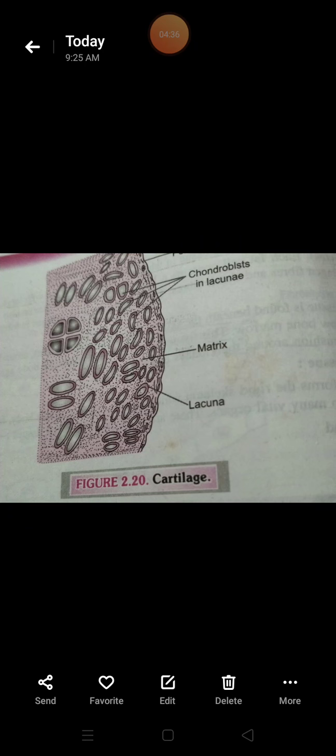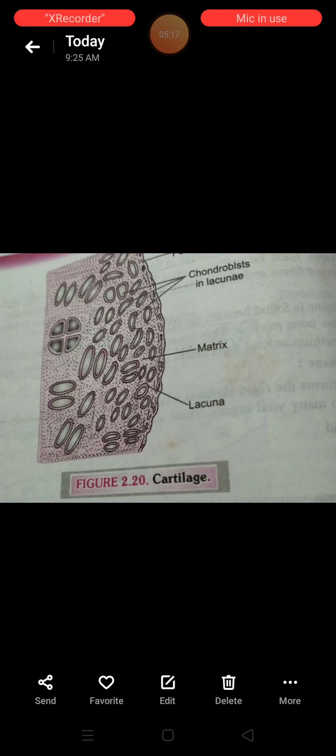Next picture is associated with cartilage. This is an example of skeletal connective tissue. You can see here the cells of cartilage are known as chondroblasts, which are responsible for increasing the number of chondrocytes. Normally cartilage cells, or chondroblasts, are arranged in twos or fours in sequence, and the space between the chondrocytes is termed lacunae.